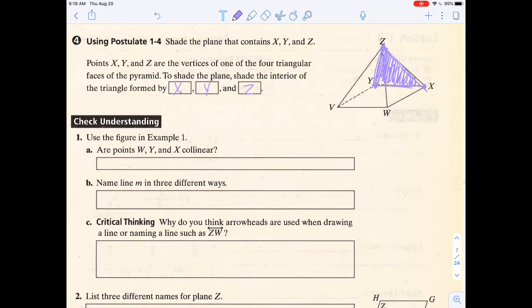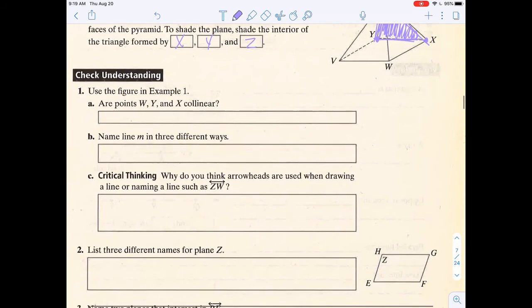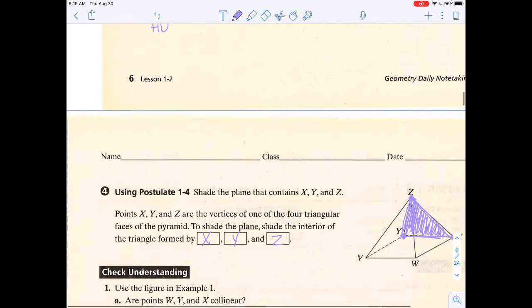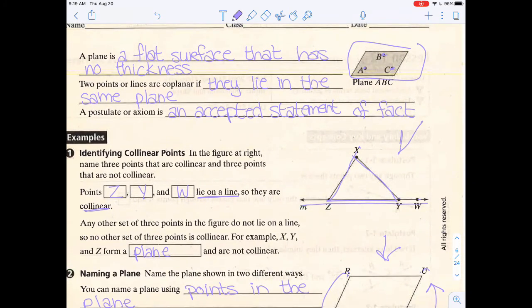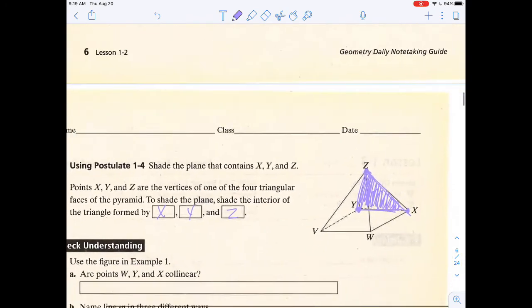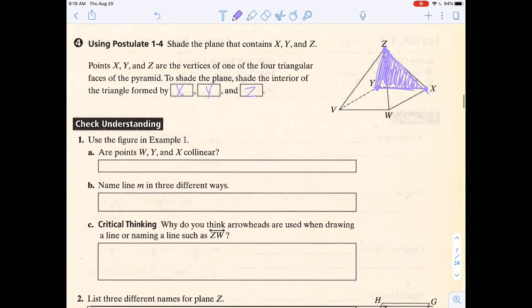These next 4 problems, so we've got number 1, use the figure in example 1. So if we back up to example 1, we're going to use this picture right here for number 1 in your check for understanding. You're going to decide if the points are collinear. You're going to name the line in 3 different ways. So you just pick 2 points on the line.